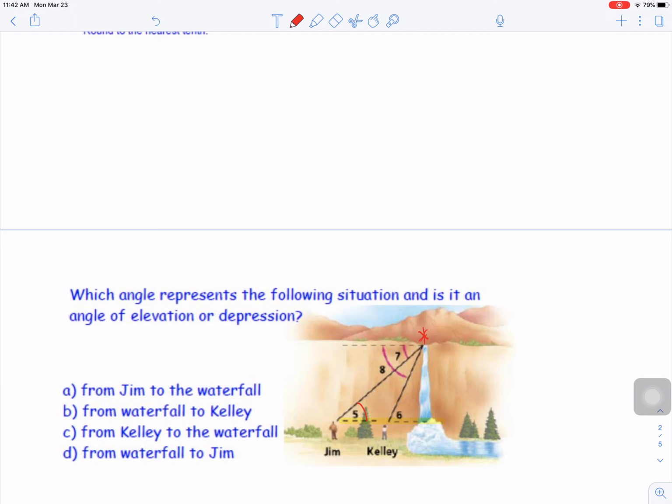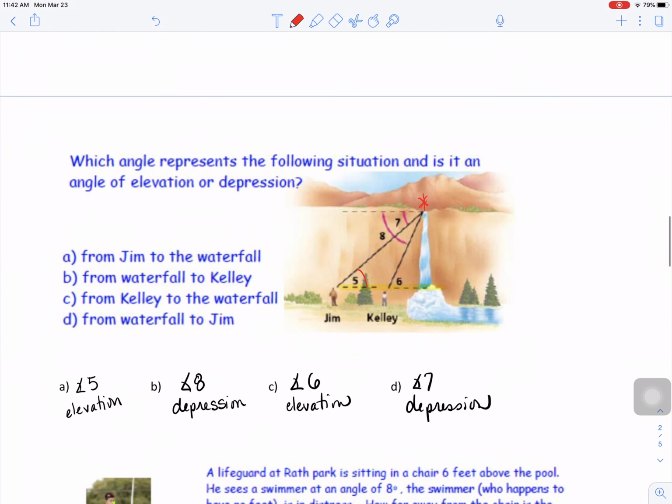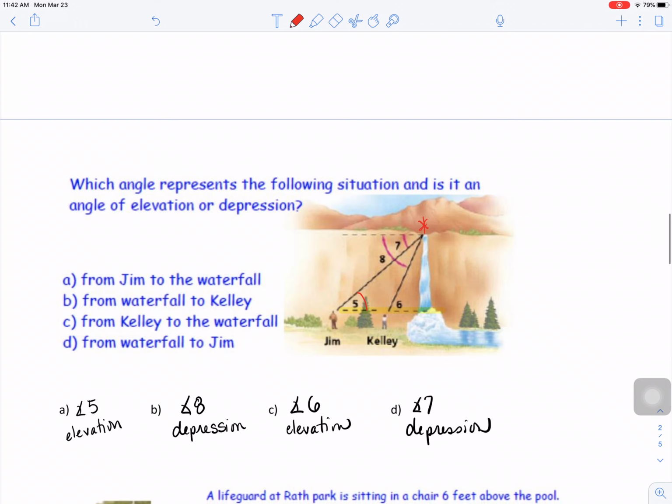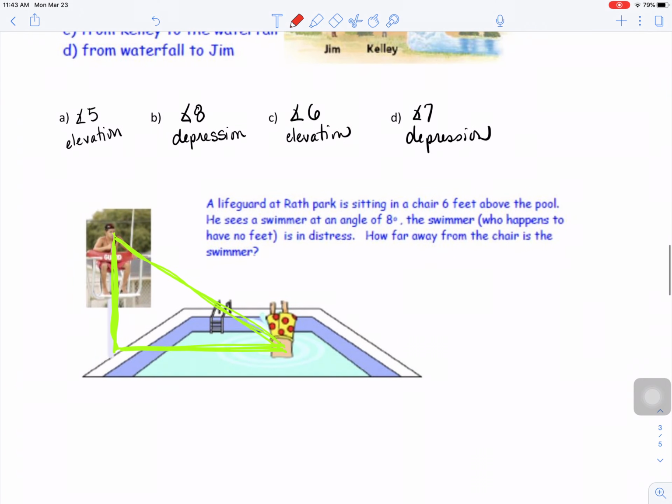I marked it. Okay, so pause the video, and I want you to answer from A, B, C, and D. What angle are they talking about? And is it elevation or depression? Pause the video. Okay, you're back. All right, if you have those answers, here are my answers. I just hid them from you for a minute. Okay, so I'm not going to go through all that, but if you have a question on that, let me know. Let's get to a couple more problems.